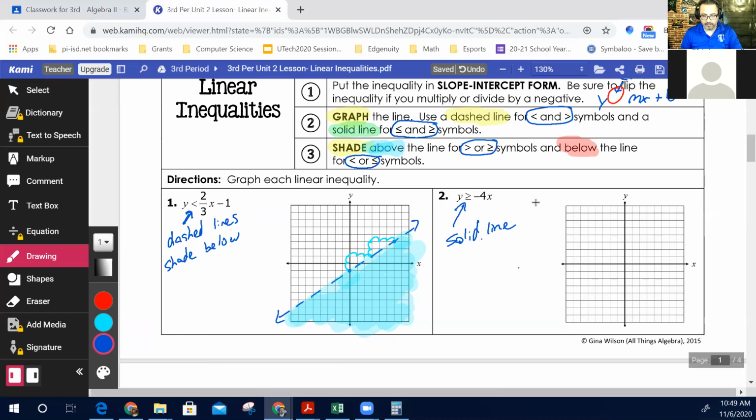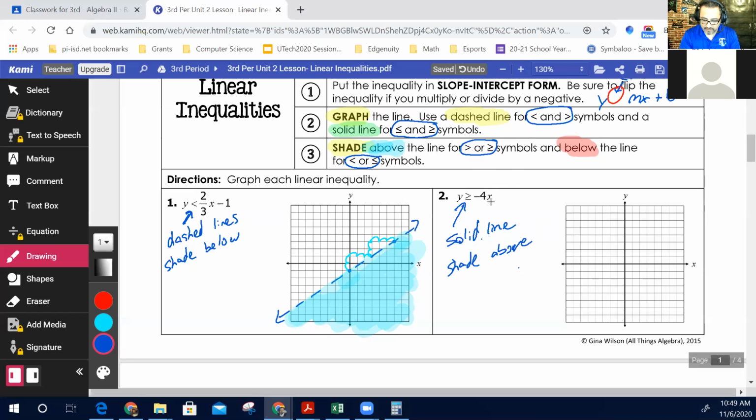Now, which part are we going to shade? Are we going to shade above or below this line? Well, this says greater than. So greater than or equal to says to shade above. So we are going to shade above. Let's get to graphing.